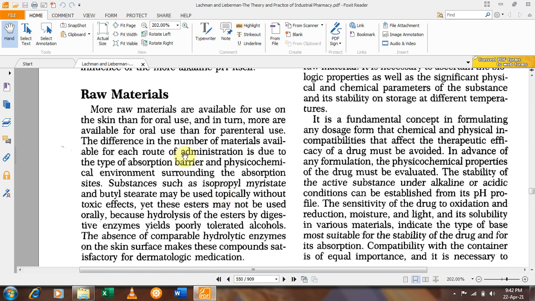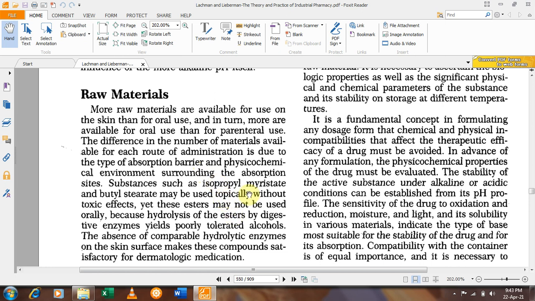So there are a number of raw materials available, and the availability for use on the skin is more compared to oral, and the availability of the raw materials for oral use is more compared to that available for parenteral use. The differences in the number of materials available depend upon the type of each route of administration and the type of absorption barrier and physicochemical environment surrounding the absorption site.